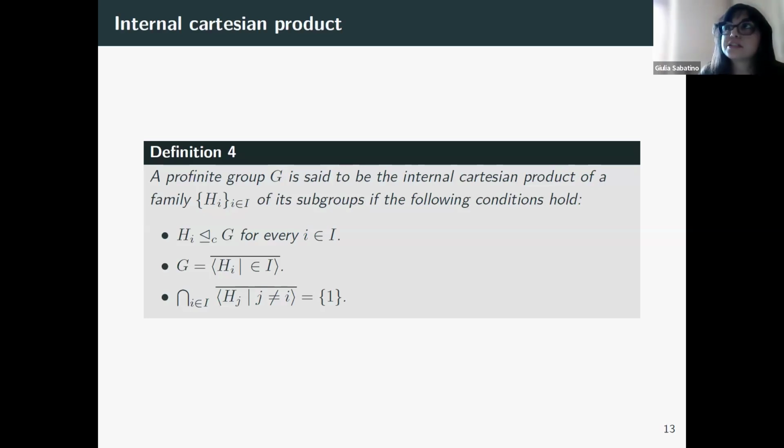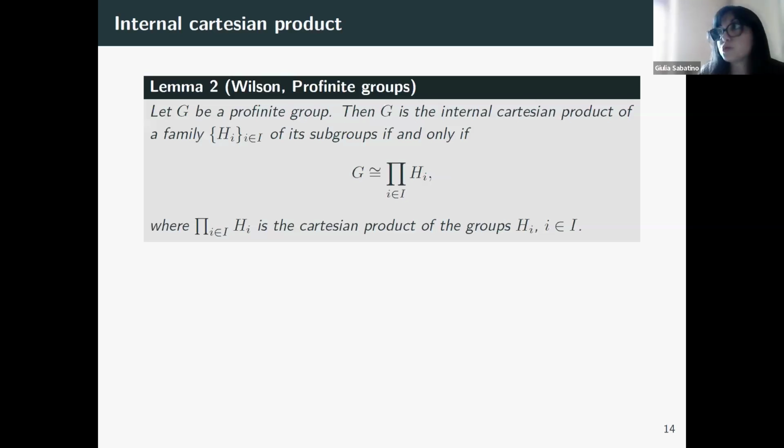Of course, a usual Cartesian product of groups can be seen as an internal Cartesian product of some of its subgroups. Anyway, the converse is also true, because in profinite groups, by Wilson, we have an isomorphism theorem which says that, up to isomorphism, the internal Cartesian product and the external one are the same object. Indeed, G is isomorphic to the Cartesian product of these subgroups H_i regarded as groups.